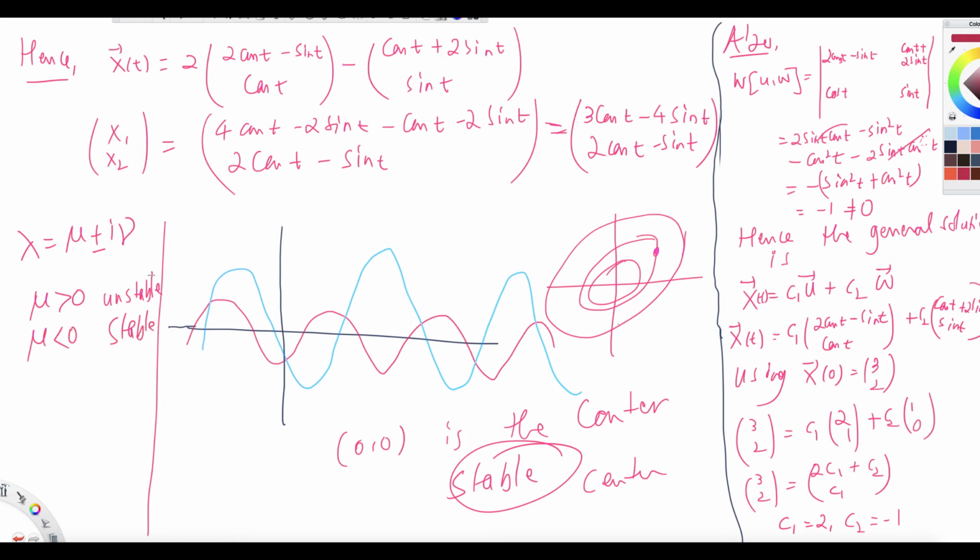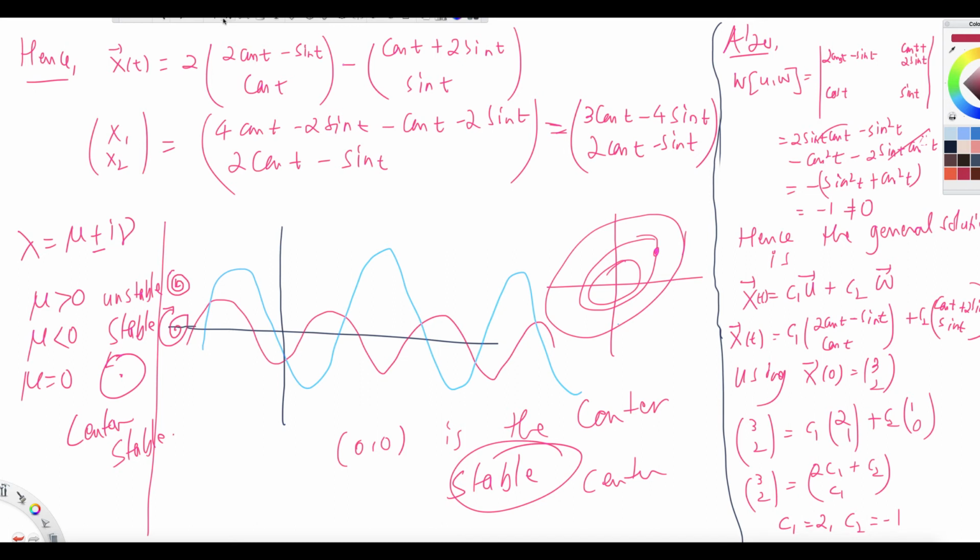We call that spiral in, right? Like this, going towards that, and this is spiral out, right? So it is going away, spiral out. And if mu equals zero, it is a center, right? It is just circling around that. So 0, 0 is the center, but we call it a stable center. Stable center, okay?